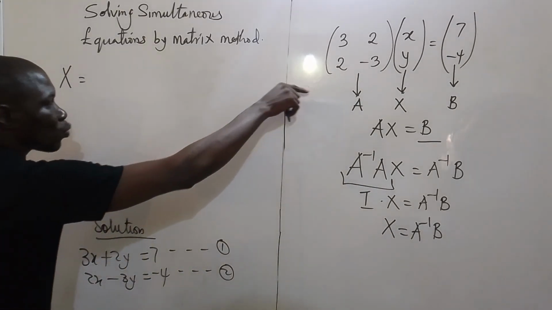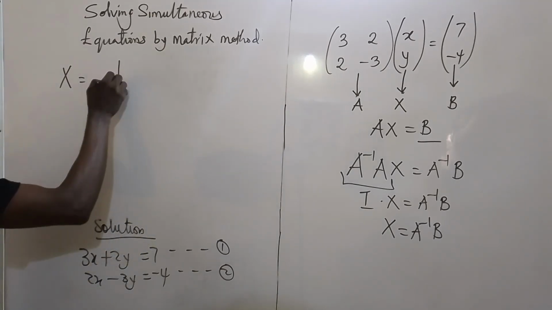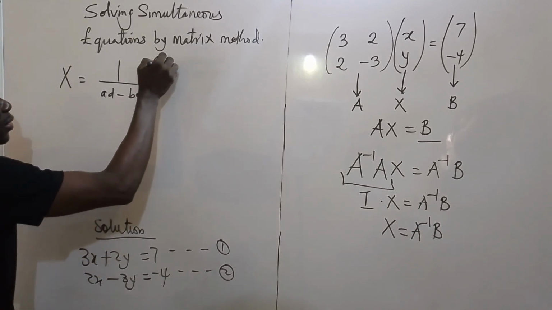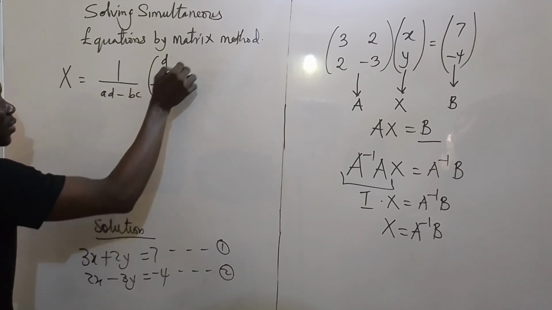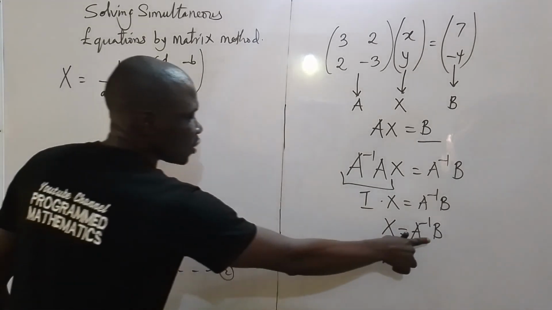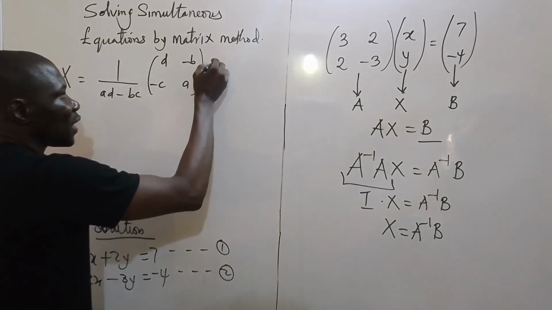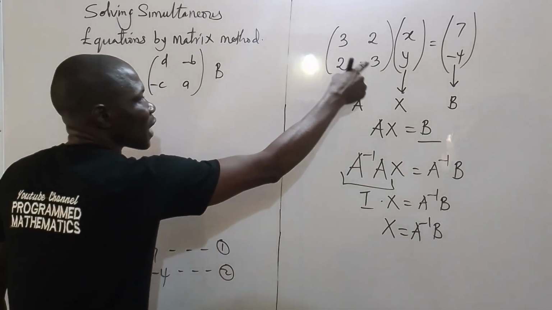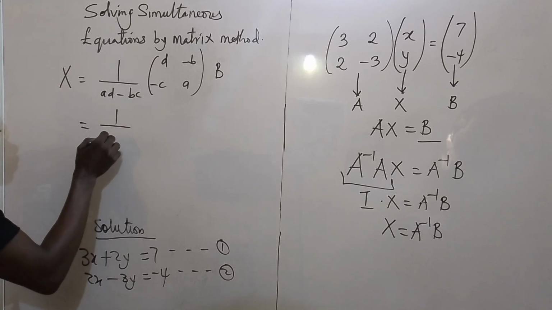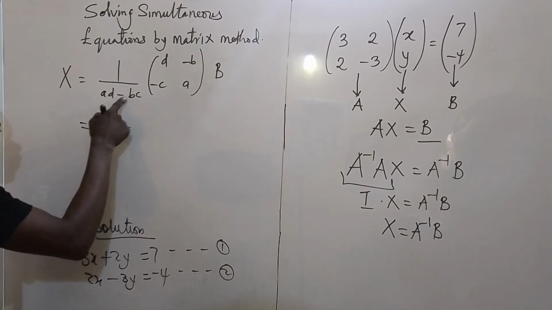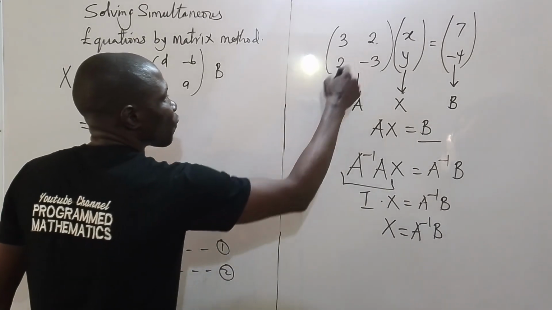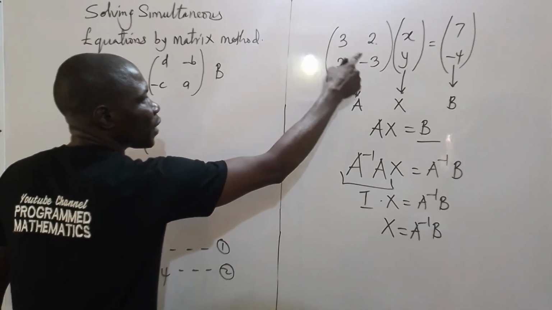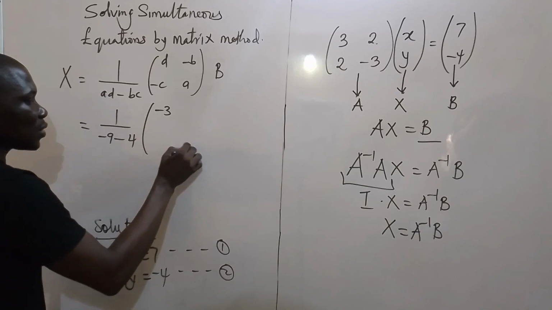Since this one is a 2 by 2 matrix, let's go back to the formula. That'll be 1 over AD minus BC, then multiplied by D, minus B, minus C, A. And of course, the B itself is what we have here. So let's still leave out the B. We'll replace everything together at once. So what does this mean? 3 times minus 3, that's 1 over 3 times minus 3 which is minus 9, minus B times C, which is 2 times 2, that is 4. Bracket, we switch the position of 3 and minus 3, so minus 3 comes here, 3 down here.